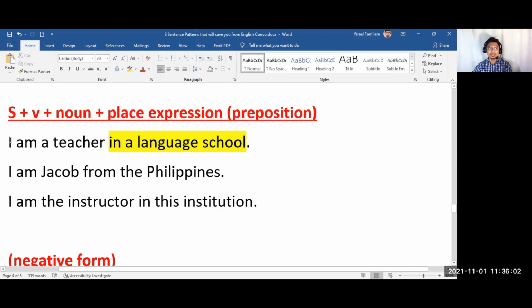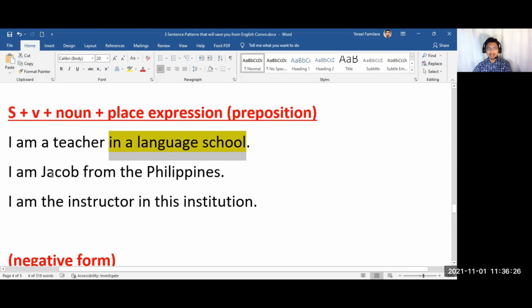Pero balik tayo sa pattern. So our pattern is subject, I. Our be verb is am. The noun is a teacher. Okay, teacher is your noun expression. And the place expression or expression of place here is language school, prompted by preposition. Okay, let's go to the other examples.